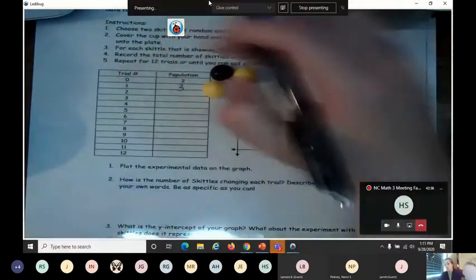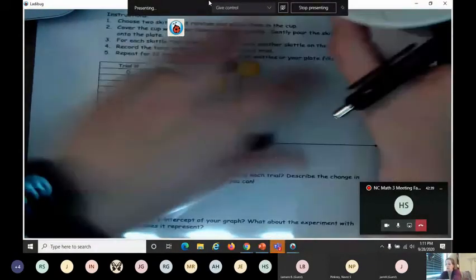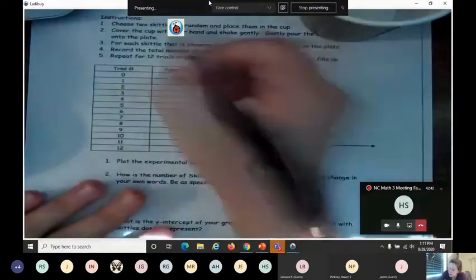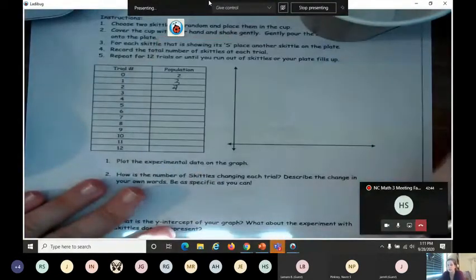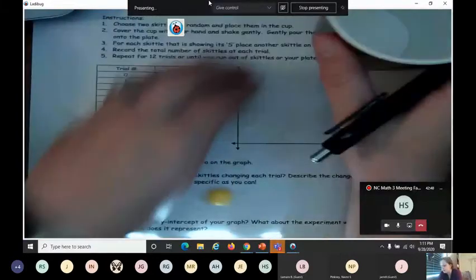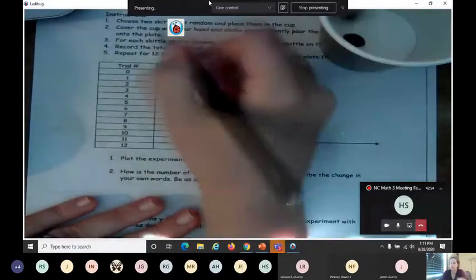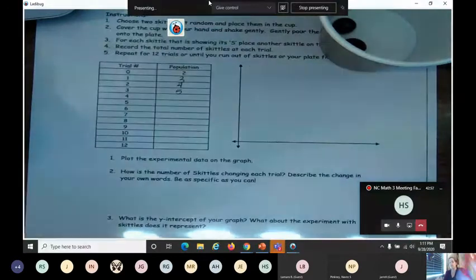So I'm going to add 1 more Skittle to my cup. Okay, so I'm going to put them all in here. And now for round 2, I have 4. Okay, so I'm going to shake them up, roll them out. Oh my goodness, this one's going to go slow. I have 1 Skittle up. So I have 5. So I need to add 1 more Skittle.